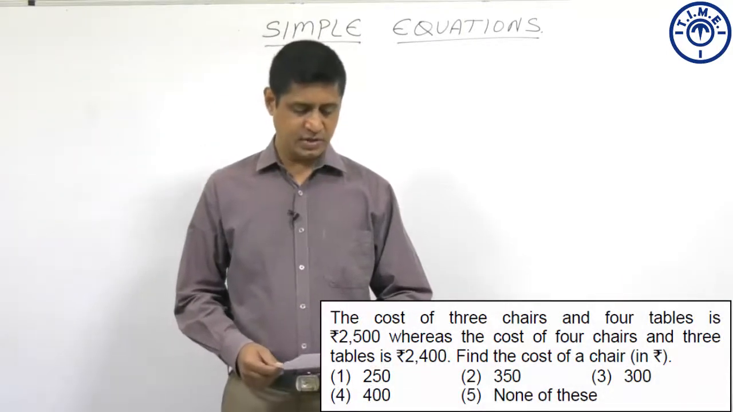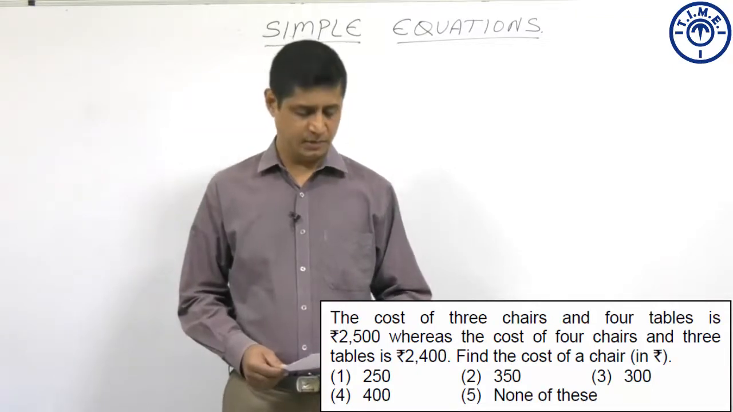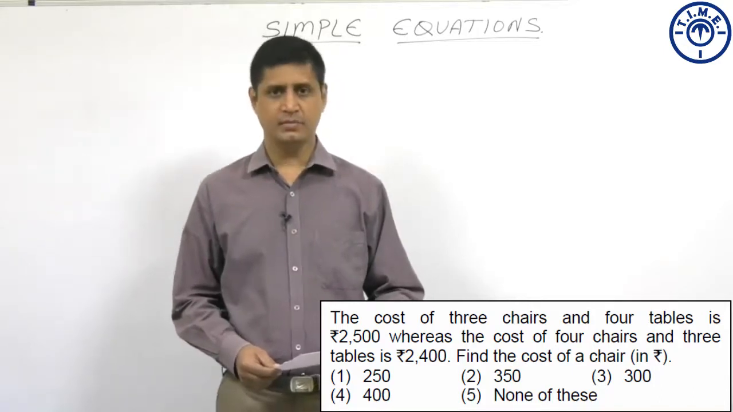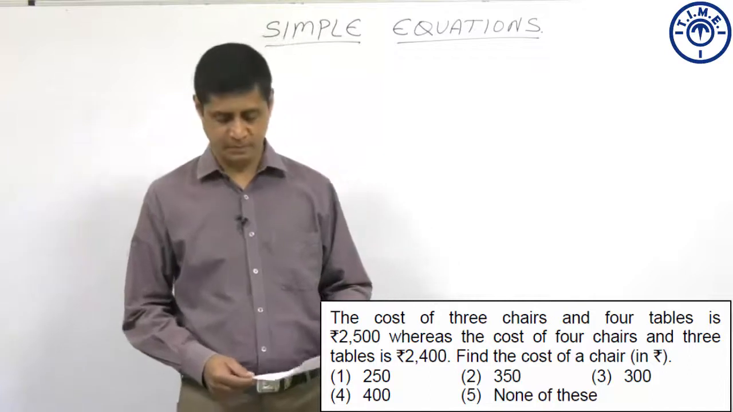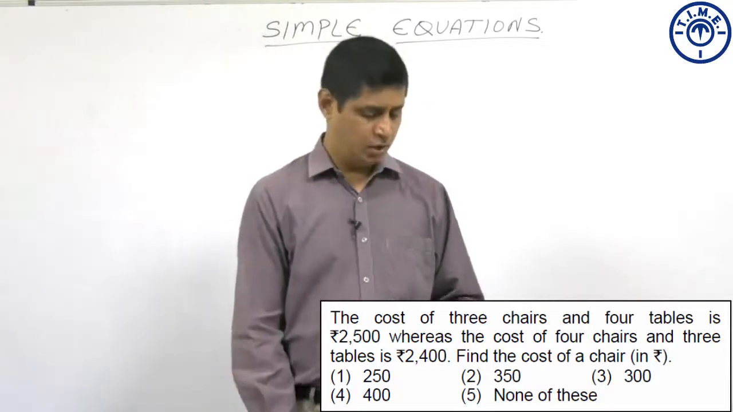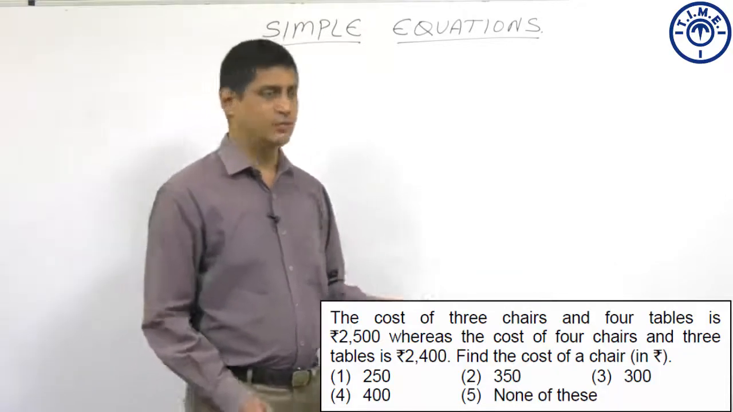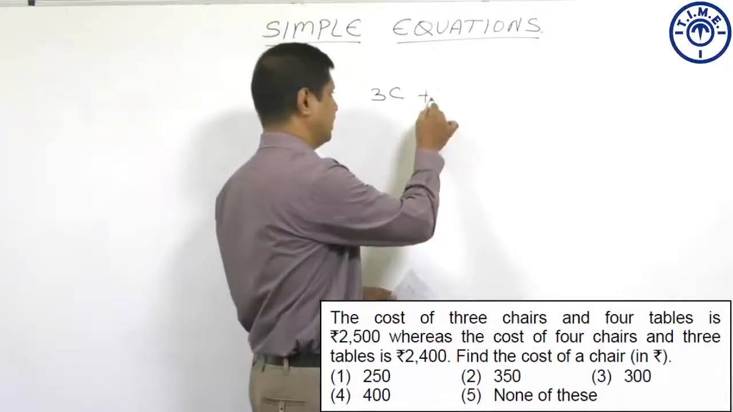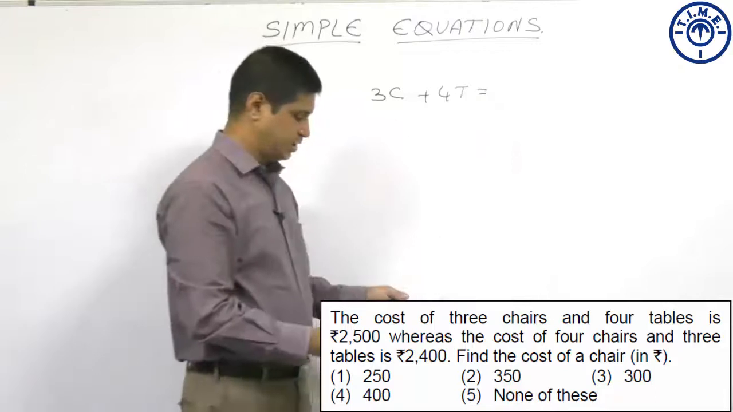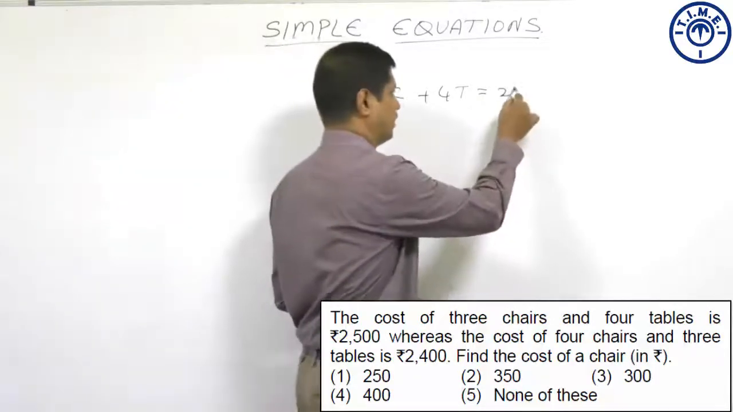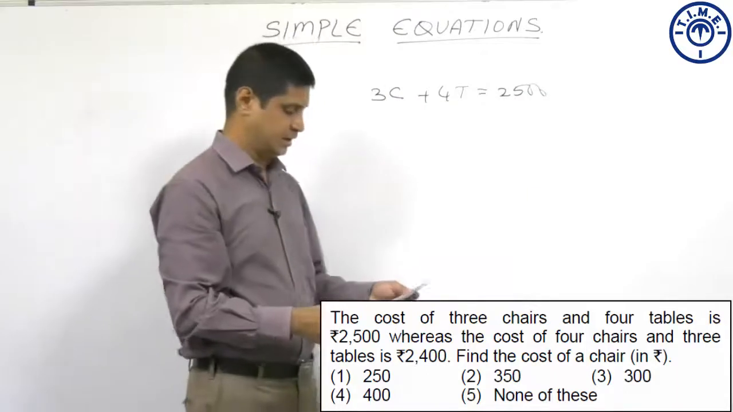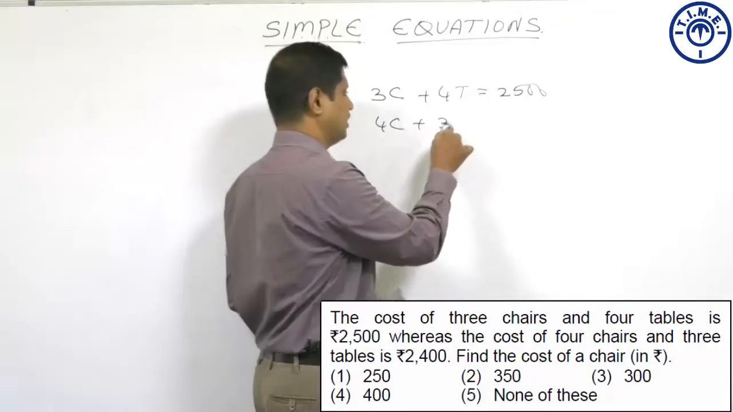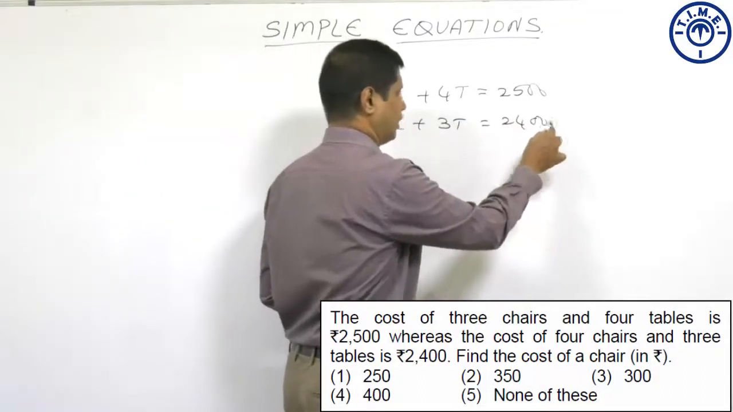Now look at the next example. The cost of 3 chairs and 4 tables is rupees 2500, whereas the cost of 4 chairs and 3 tables is rupees 2400. Find the cost of a chair. Now if you observe this question carefully, what is given here? The cost of 3 chairs and 4 tables. So I am taking C for chairs and T for tables. Now 3 chairs and 4 tables cost rupees 2500, and the second equation, 4 chairs and 3 tables cost rupees 2400.